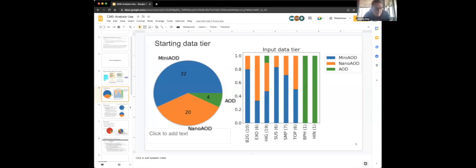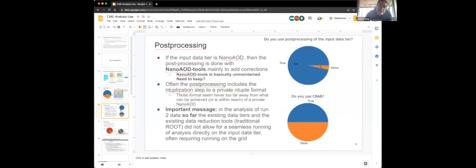final analysis ntuple, just because the transport properties of that data are about as fast as you can get them. So once people have that, what do they do for post-processing? How do they get their analysis done at the end of the day?